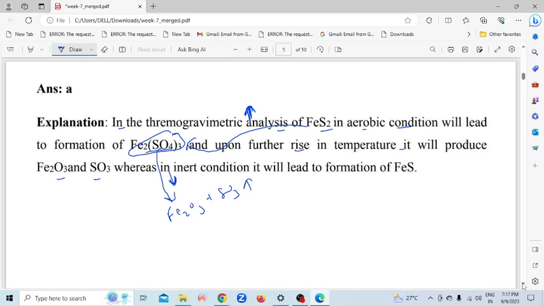And why will it lose weight? Because it is converting to Fe2O3 and SO3. SO3 will be removed into the atmosphere, so only Fe2O3 will remain in the crucible, and it will lead to weight loss of the sample. Similarly, in inert condition it will form FeS. So the second question is clear, I think. Any doubt you can ask.